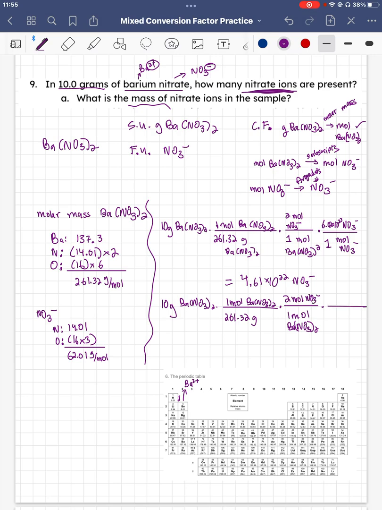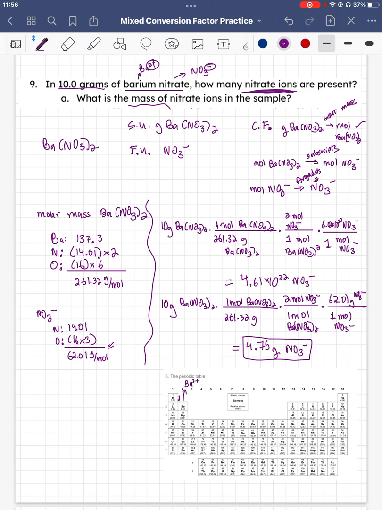Same process as before, except this time I'm going to end with mass. So 1 mole of NO3 minus, and I'm going to use the molar mass I found right at the beginning, 62.01 grams of NO3 minus. And make sure you put everything into your calculator. Don't round early, so don't find a number that's rounded and then put it into a second calculation. And this is going to give me 4.75 grams of NO3 minus.